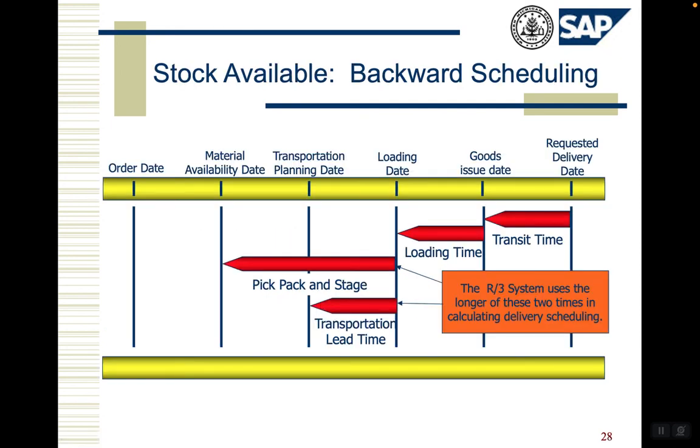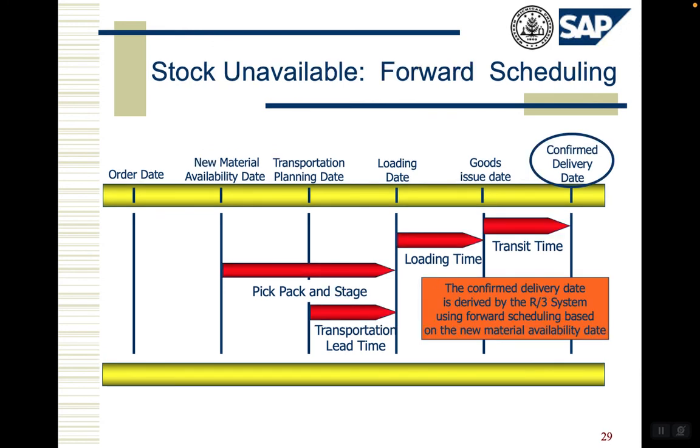Right. And then, we have the ability. Now, the system itself has what I would call a rudimentary scheduling process using backward scheduling. We can do backward scheduling, where you'll have a requested date, and then we'll have fixed times around transit time, loading time, and pick pack stage, and then be able to create an estimated delivery time for that. And then you also have forward scheduling, which looks at it from a little bit of a different view.